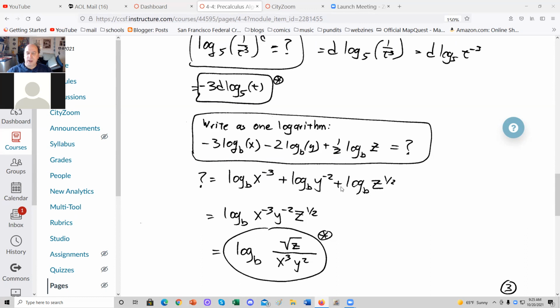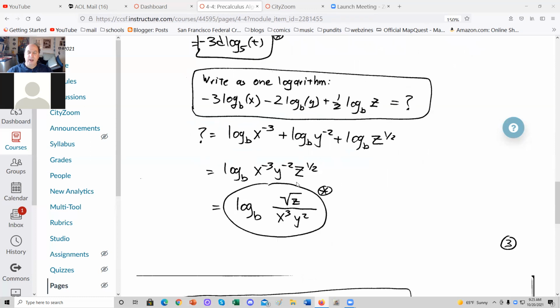Okay, now we have a sum of logarithms. That's a logarithm of a product. Log base b of x to the negative third, y to the negative 2, z to the half. And we'll rewrite that. The half power is the square root and the negative power is in the denominator. So log base b of the square root of z over the quantity x cubed y squared.